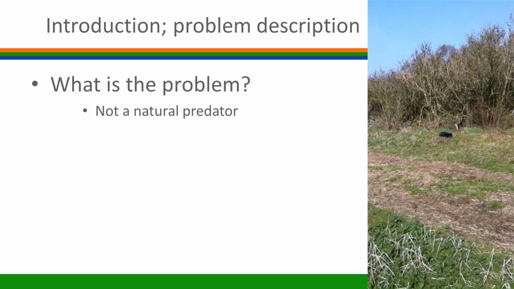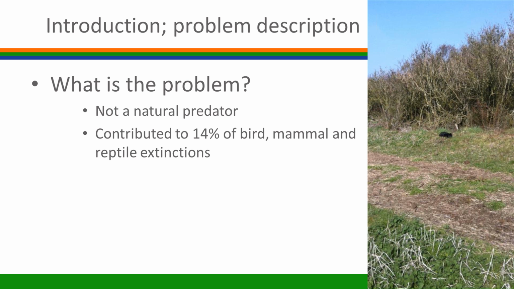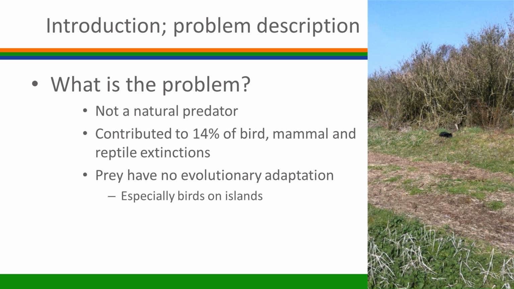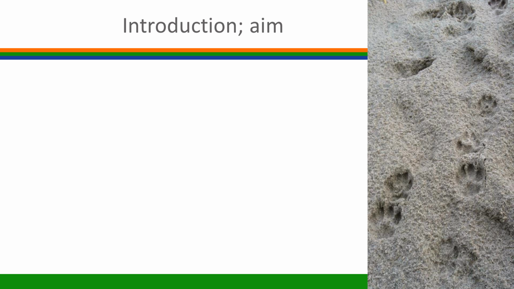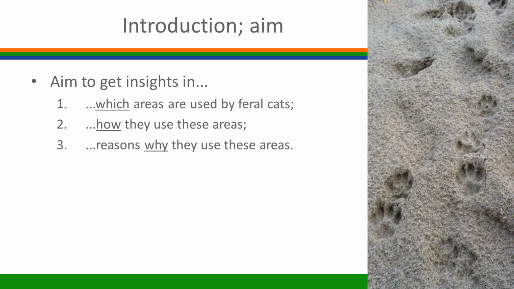So what is actually the problem? The problem is that it's not a natural predator in most parts of the world. This feral cat population has contributed to 40% of the bird, mammal, and reptile extinctions globally. And because these prey have no evolutionary adaptations to this introduced predator. Especially birds on islands do not have evolutionary adaptations because on islands most of the time no ground predator occurs at all. So where humans live, there are also feral cats.